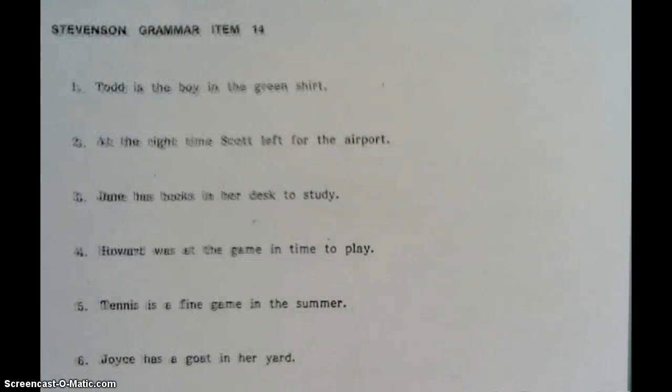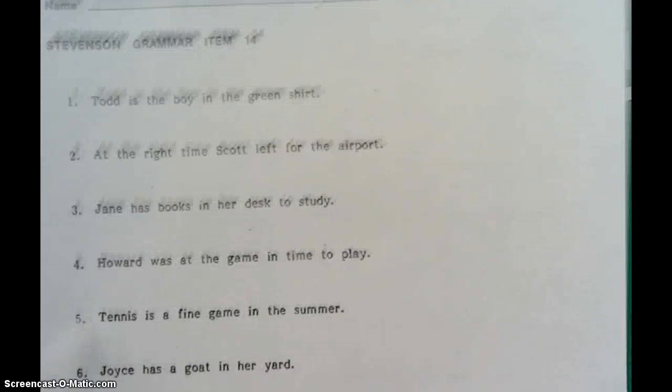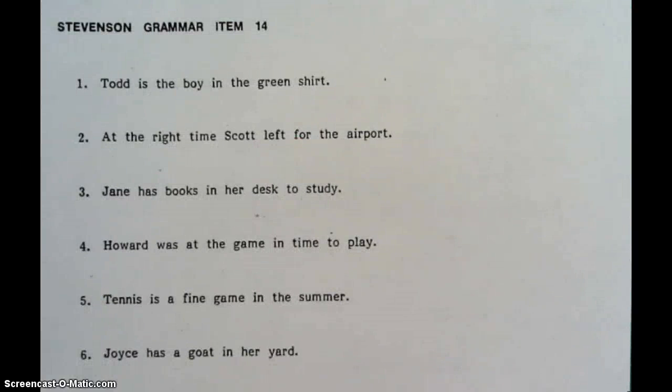All right, boys and girls, we are starting on Stevenson Grammar, item 14 on page 39 today. You will be doing numbers 1 through 4 with me, and then 5 and 6 for homework. Okay, so today we're starting something new. We are going to identify forms of verbs to be and to have. So many verbs show action, but some are tricky, such as the forms of verbs to be and to have.